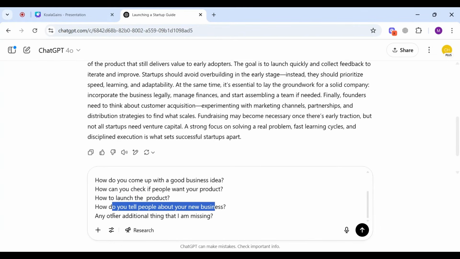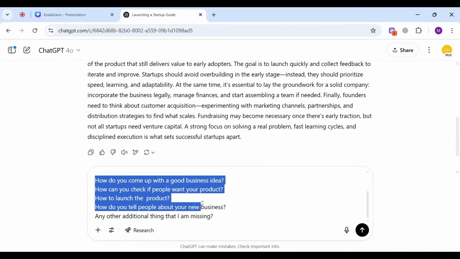These four questions don't cover the entire process of launching a new startup. You can either ask these questions separately or you can ask them all at once in the same prompt. I'm going to ask them in the same prompt.